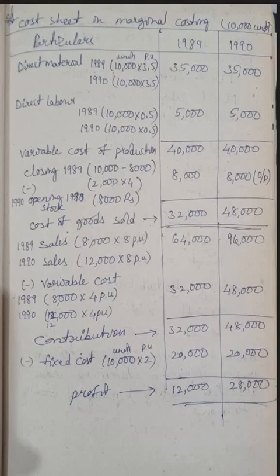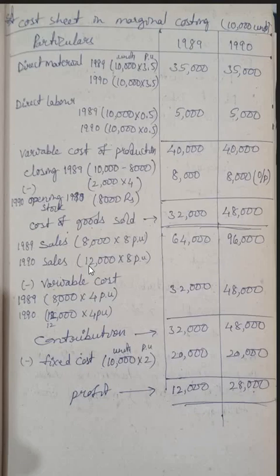Next, in 1989 the production we have done is 10,000 units but we sold 8,000 units, and the selling price per unit is 8. 8,000 into 8 you will get 64,000. In 1990 also the production was 10,000 but we sold 12,000.